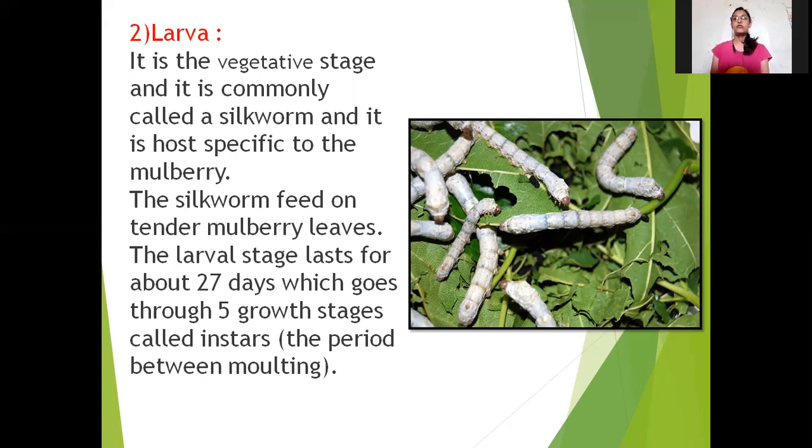First, a female moth lays the egg. That egg remains dormant until the spring arrives. And then that egg is converted to the larva, that is converted into silkworm. This silkworm feeds on the tender mulberry leaves. This stage lasts for 27 days.